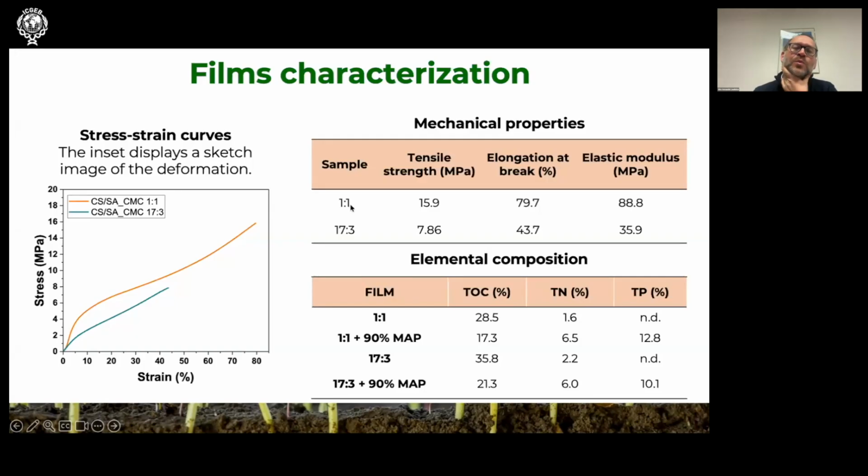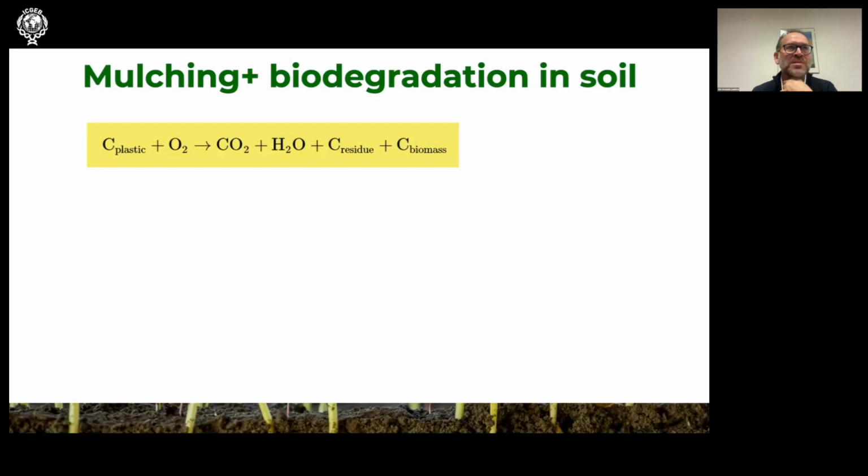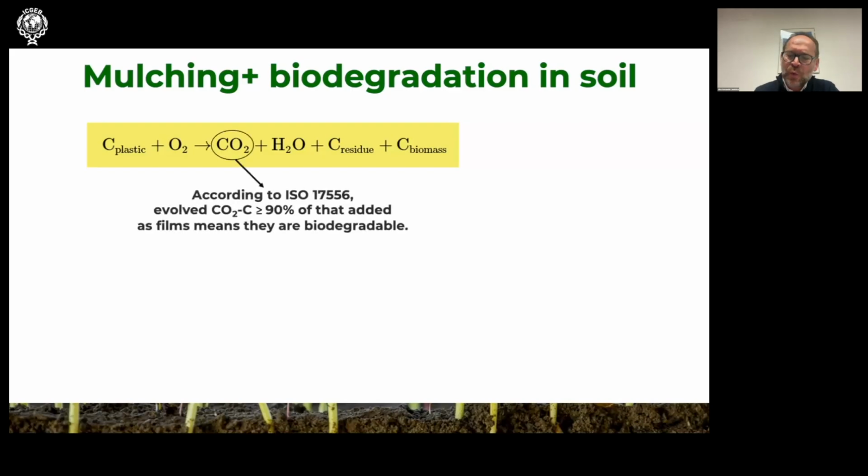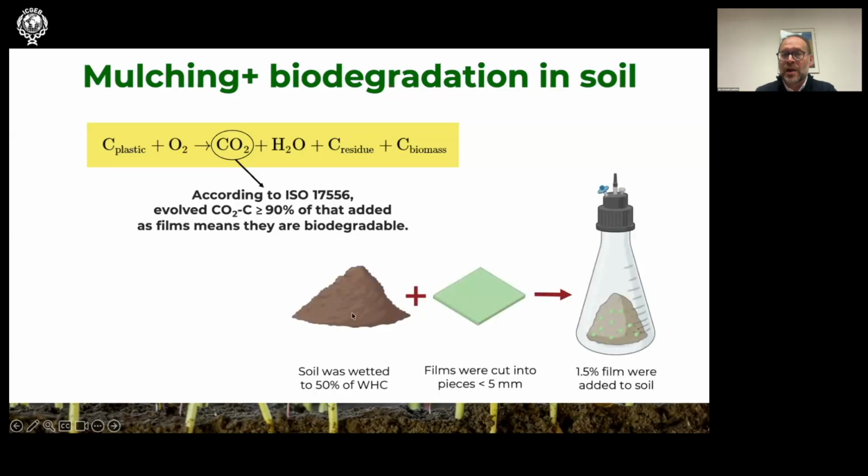Then what we did was to assess if our films are really biodegradable. We are sure that our films are bio-based, but are they really biodegradable? So we did another experiment according to the method described in ISO 17556, and according to this method, at least 90% of the plastic that we added to our soil has to be degraded. So we selected the soil according to this method. We added our plastic films and we incubated these films in the laboratory.